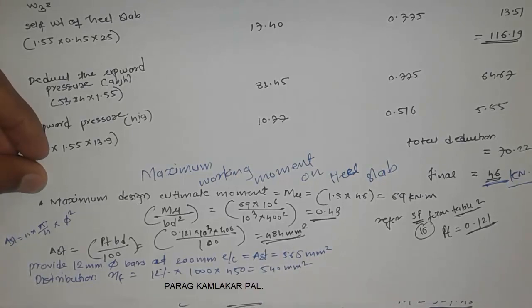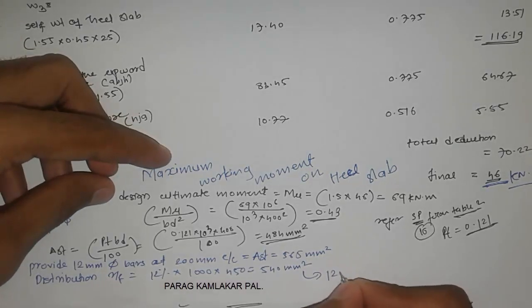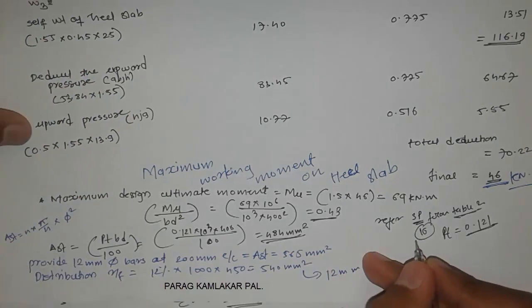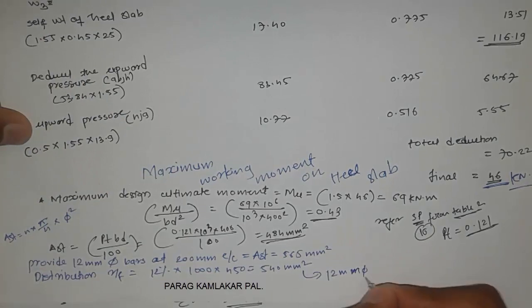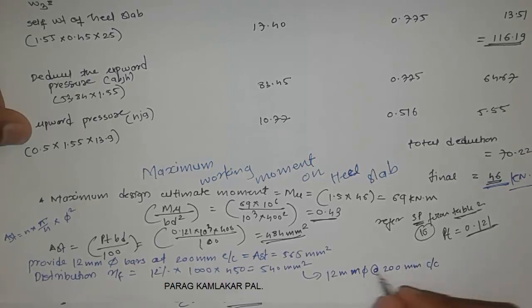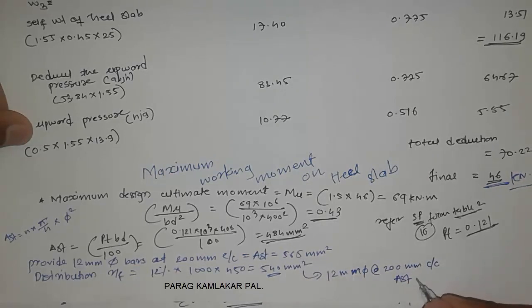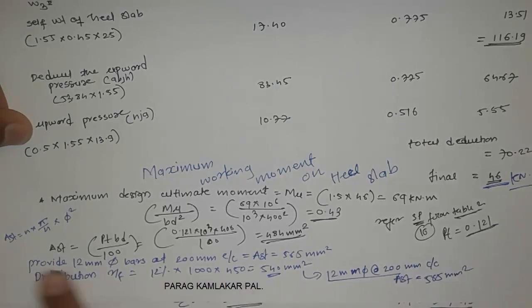Now with respect to distribution steel, I am going to provide 12 mm diameter bars at the rate of 200 mm center to center. The required distribution steel is 540, but according to this formula my steel is coming 565 mm square.